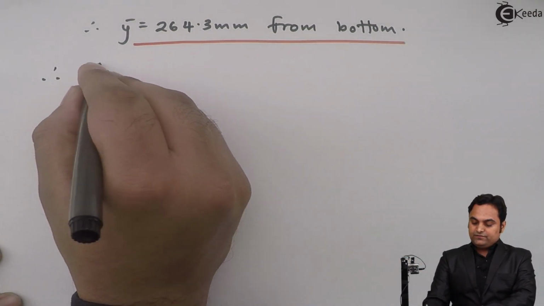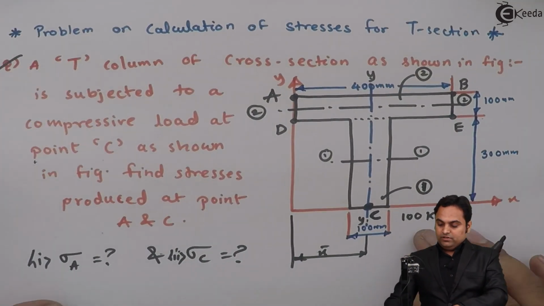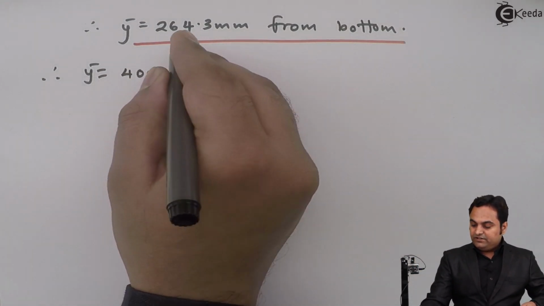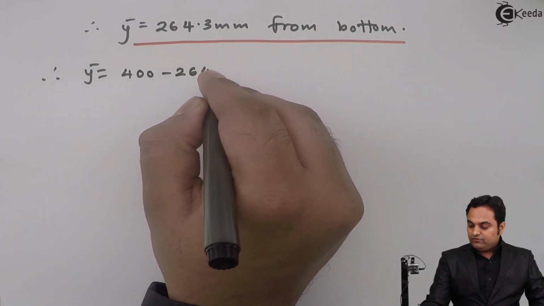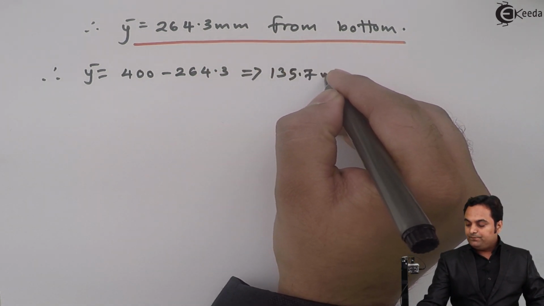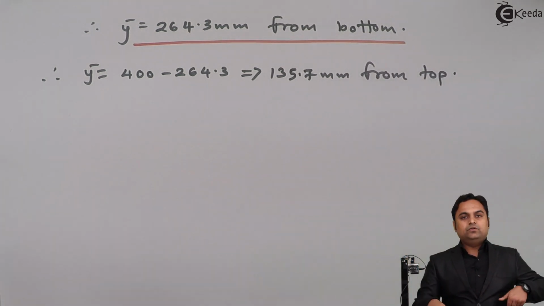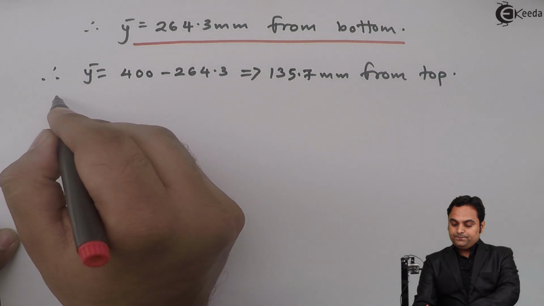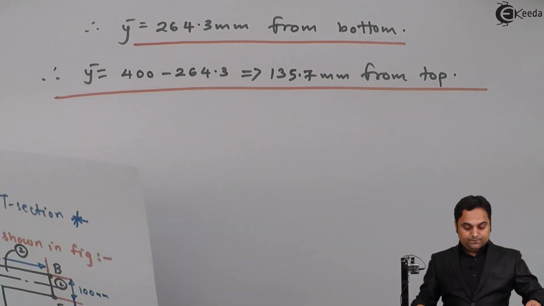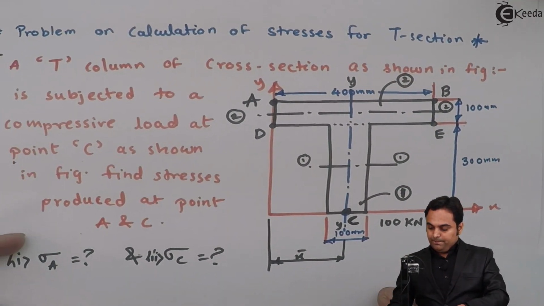Similarly, I'll get the distance from the top, that is, here we have 300 plus 100, that is 400. From that, if I subtract 264.3, I'll get the value as 135.7 mm. This is from the top. So here is the location of the x-axis, which is denoted by y bar, 264.3 mm from the bottom.